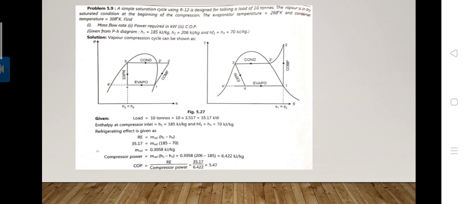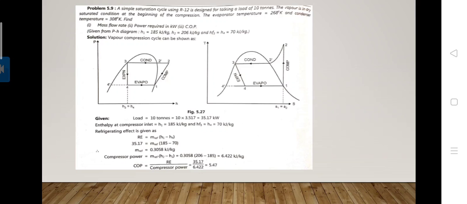A simple saturation cycle using R12 is designed for taking a load of 10 tons, and the vapor is in dry saturated condition at the beginning of the compressor, and the evaporator temperature is equal to 268 degree Kelvin, and the condenser temperature is equal to 308 degree Kelvin. We have to find the mass flow rate, power required in kilowatt, and coefficient of performance.